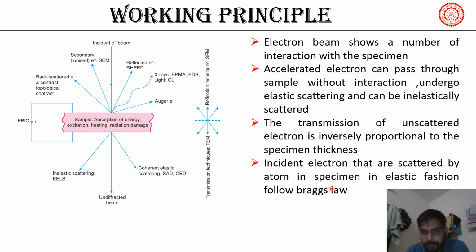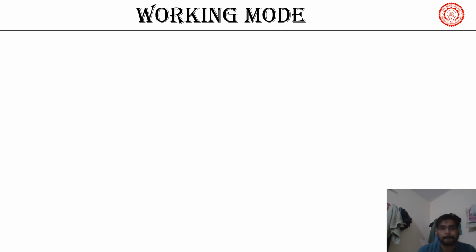So in diffraction mode, we have to discuss Bragg's law: if we follow the Bragg's condition, then we get a diffraction pattern of the specimen. And the transmission of unscattered electrons is inversely proportional to the specimen thickness. So we require as thin a sample as possible, because we have to make our specimen electron transparent. So more electrons get transmitted through it, and we get more information regarding the specimen.